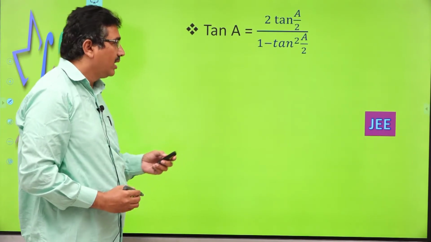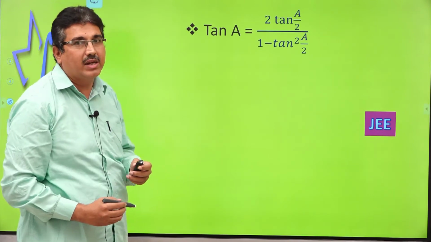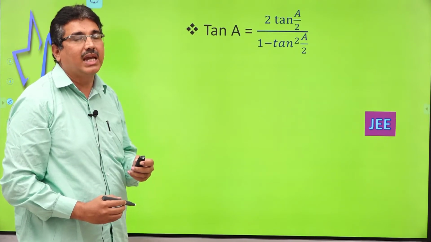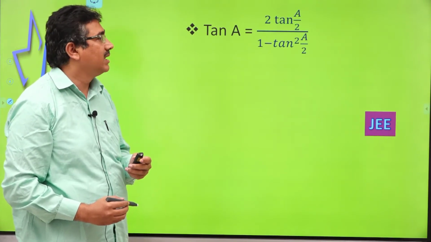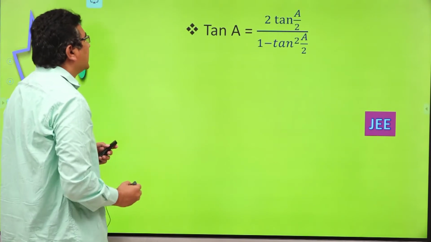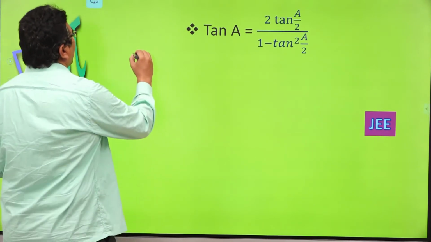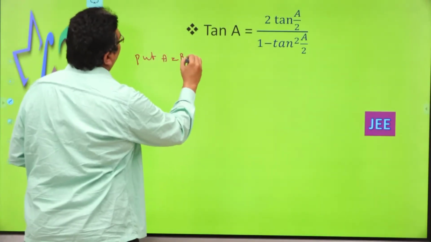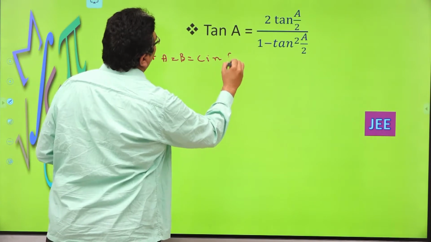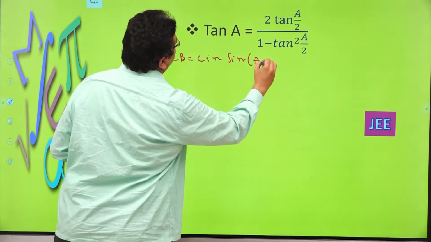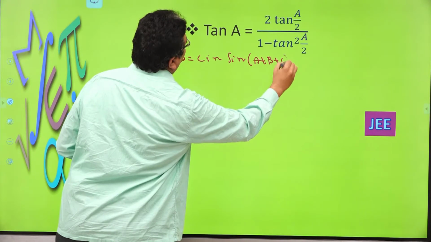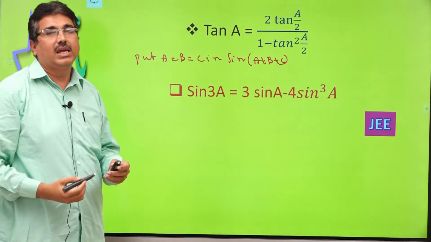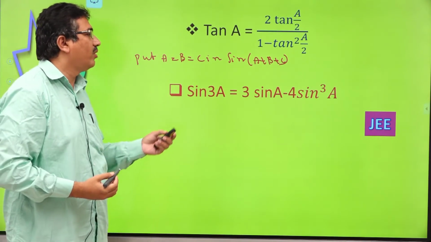Now, from the sin of A plus B plus C formula, we derive the sin 3A formula. Put A equal to B equal to C in the sin of A plus B plus C formula. We have sin 3A is equal to 3 sin A minus 4 sin cube A.